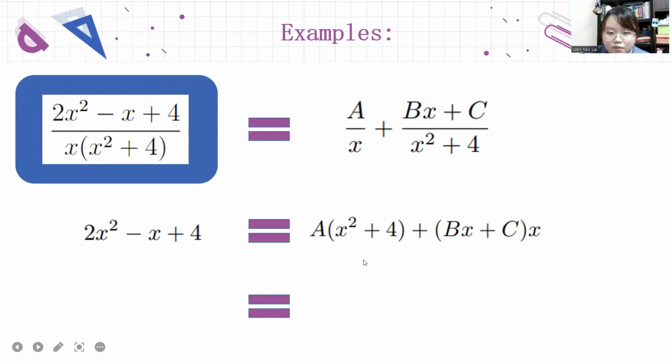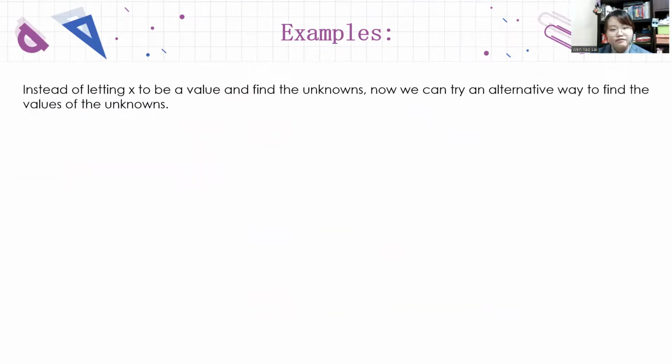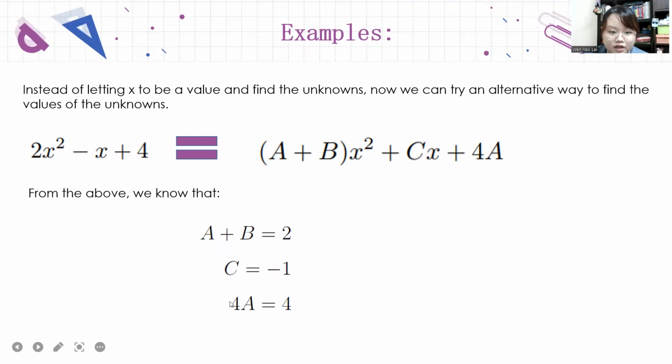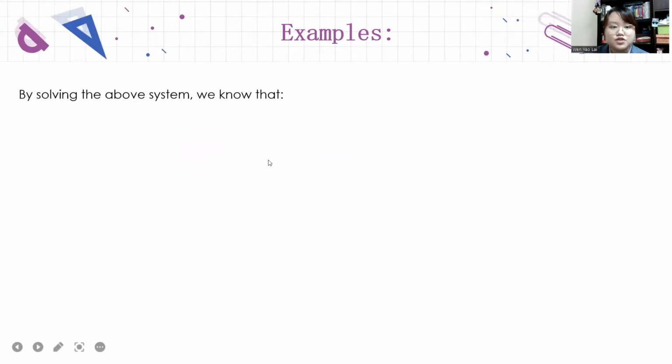But now, in this case, we expand the right-hand side into this. Instead of letting x be a value and finding the unknowns, now we can try an alternative way to find the values of all of the unknowns, which is the method called comparison. As you can see here, we can compare the left-hand side and right-hand side and obtain some equations and solve for the unknowns. From here, we obtain a plus b equal to c equal -1 and 4a equal to 4. After solving the above system, we got a equal to 1, b equal to 1, and c equal -1.